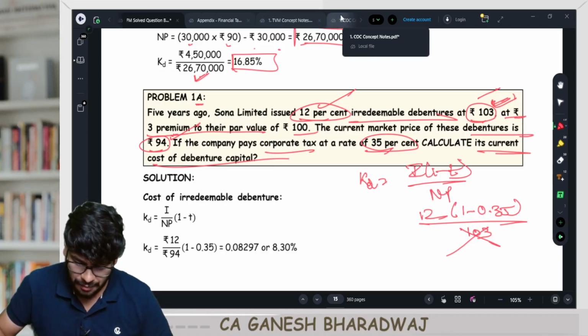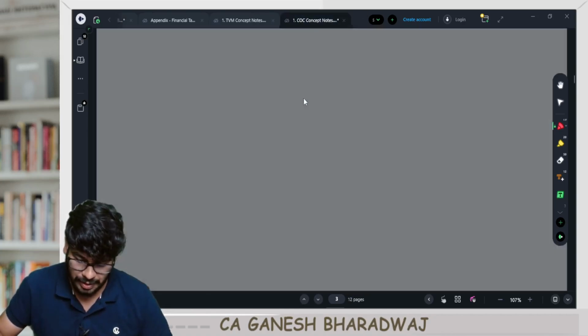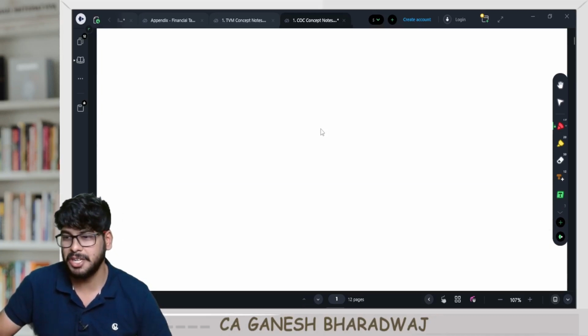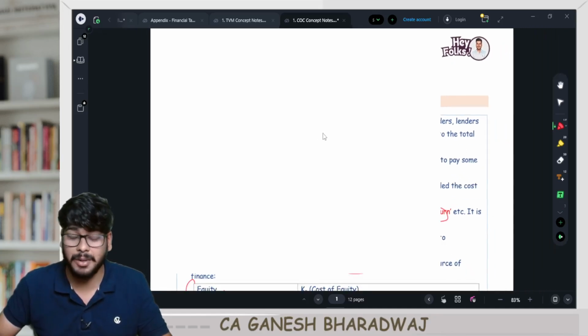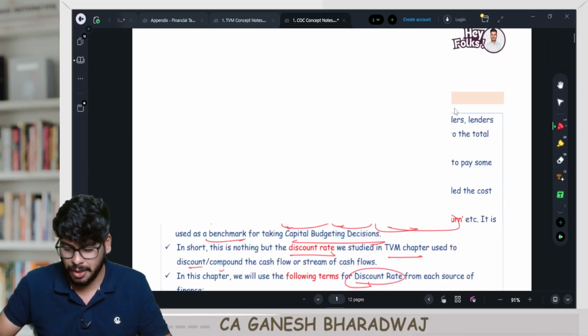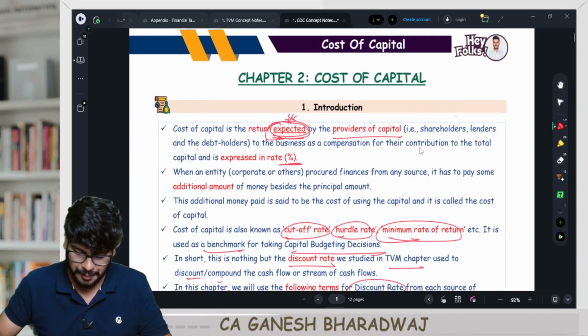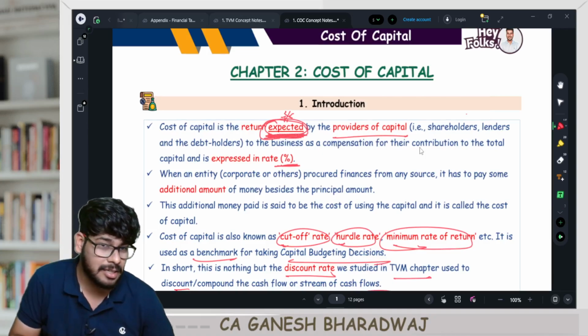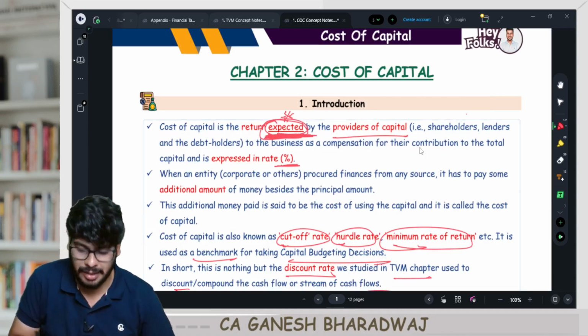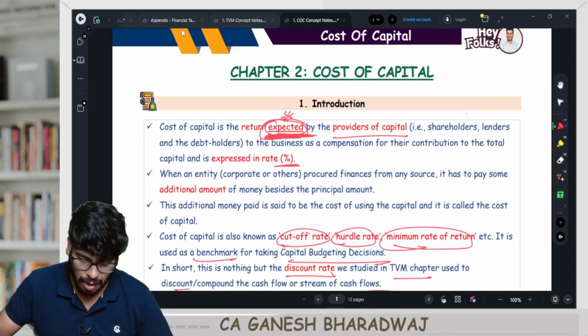Recall the very first line of this chapter in our concept decoder that I gave. Guys, all this is not there in the material, even which I have given. Please write it down somewhere. Very important understanding. 1 second, it's loading. What did I say? Cost of capital is a return expected by the providers of capital.